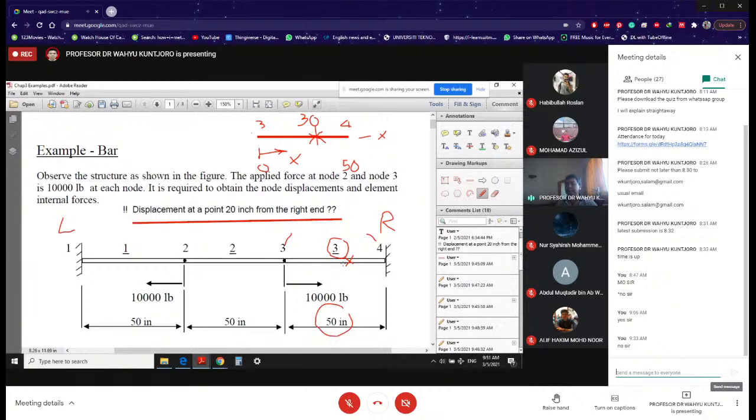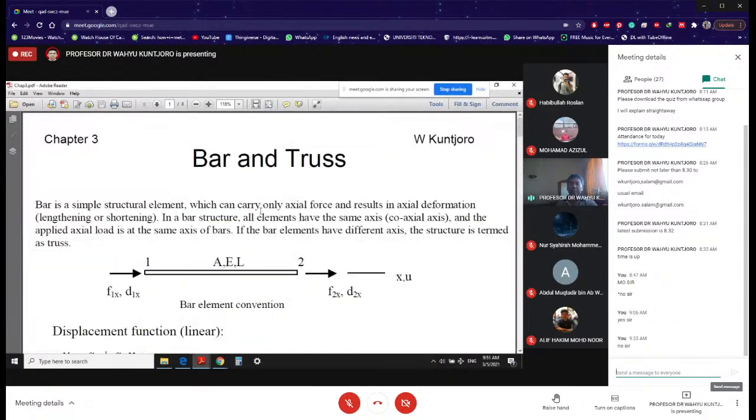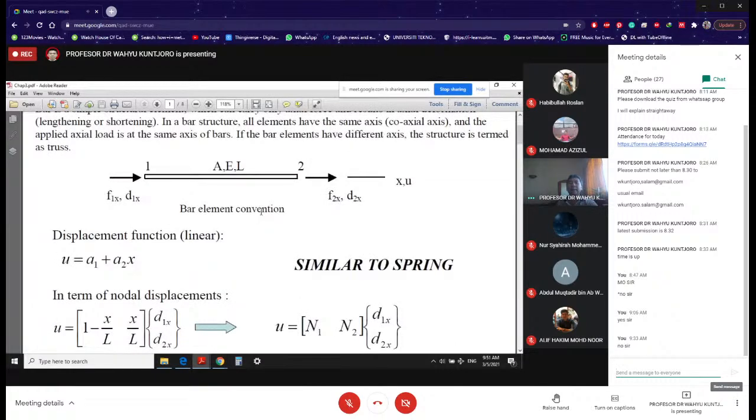When you have established all this information, you can come back here to this element, and you will use this equation. What is this equation? This is the displacement function, or displacement equation. What is u? u is the displacement in the x direction, so that is along the x-axis.